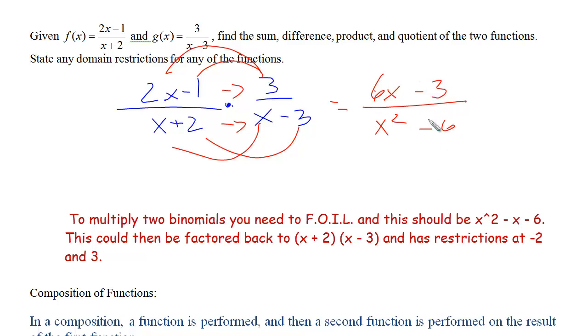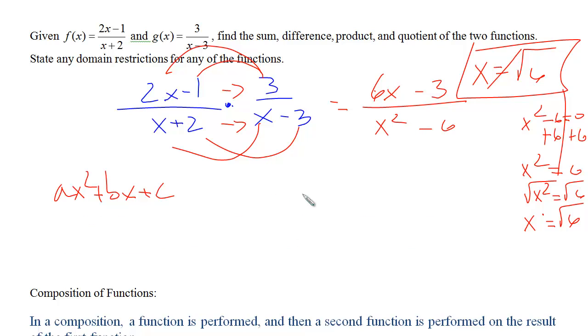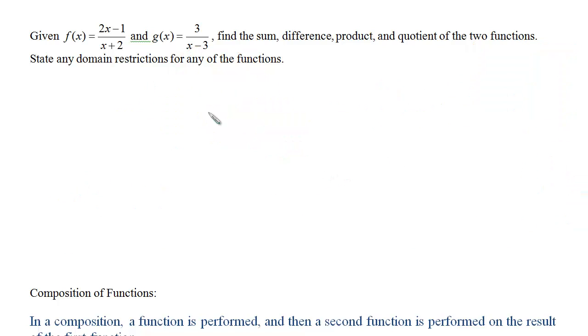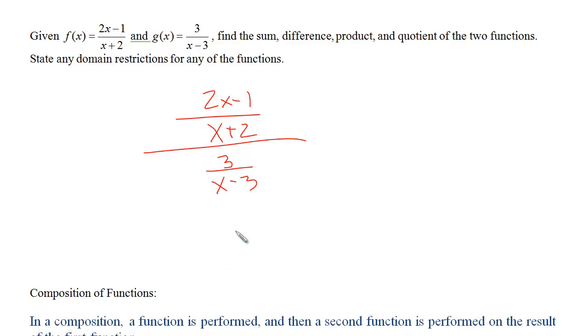And always look to factor the denominator here. We're going to set these two up. And I have 2x minus 1 over x plus 2 divided by 3 over x minus 3. Now this really starts to look complex, but remember, when you divide by fractions, all you're doing is multiplying by the reciprocal. So we're going to multiply by this one flipped. And again, we go straight across.